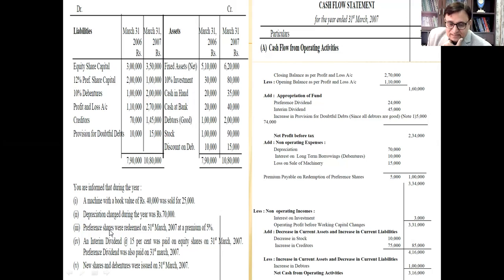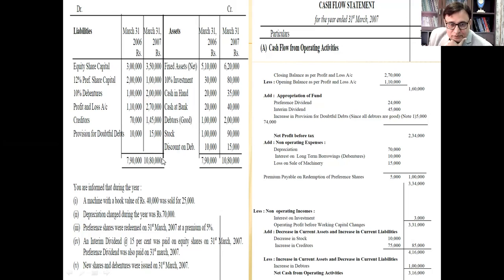Then it is written that an interim dividend at the rate of 15% was paid on equity shares on 31st March 2007. The equity share capital opening balance was 3 lakh, but the note says the equity shares were also issued on 31st March. So throughout the year, 3 lakh was the balance of equity share capital, on which 15% interim dividend was paid. It comes out to be 45,000 rupees. So the interim dividend of 45,000 will be added back here.